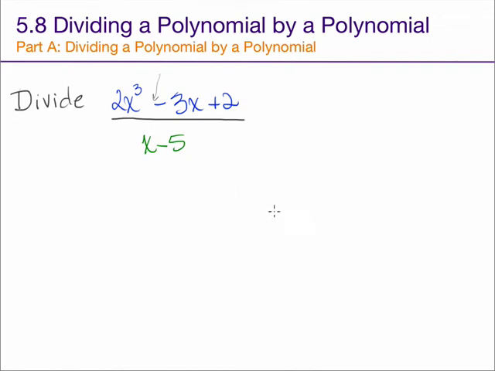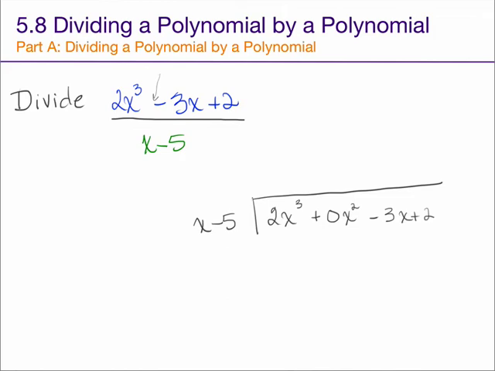If I rewrote this problem not as 2x cubed minus 3x plus 2, but 2x cubed plus 0x squared minus 3x plus 2, and then divided that by x minus 5, I wouldn't have any problems at all. I'm not going to bother taking this one any further because I'm not going to hold you responsible for problems like this. You won't see them on the exam, and you won't see them in WAMAP. You will see them later in your career, but we're not going to address them here.